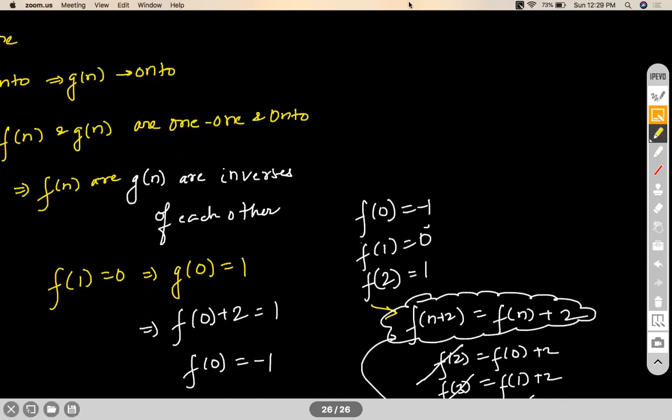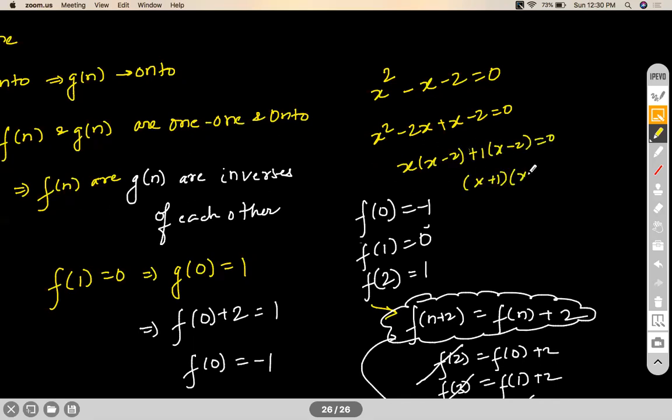It's a recursive relation. Can we try x square minus x minus 2? Is it factorizable? Yes, sir. So x minus 1 and we get x minus 2, right? No, sorry. You take x minus 2 plus 1, x minus 2. Yeah, x plus 1 and x minus 2 is equal to 0. Well, I think I got it from here, sir.